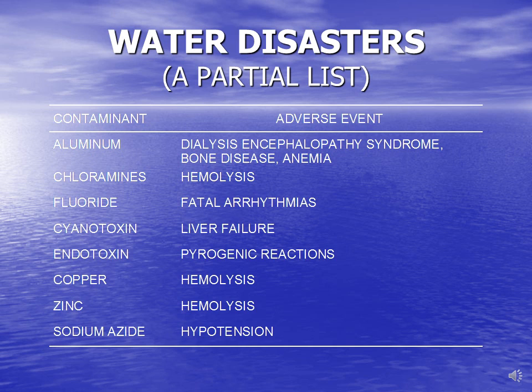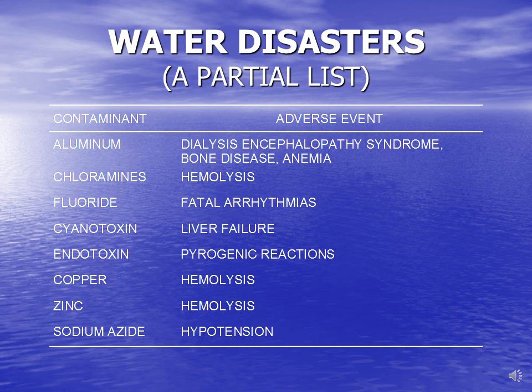These are partial lists of disasters that have occurred with water. For aluminum, for example: dialysis encephalopathy syndrome, bone disease, and anemia. These are actual events that have occurred. Chloramines produce hemolysis. Fluoride intoxication causes fatal arrhythmias.